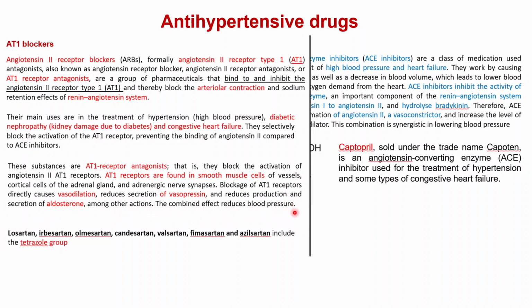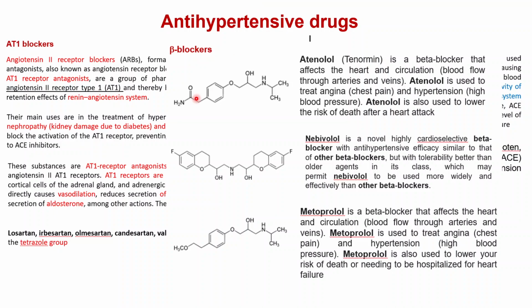The combined effect reduces the blood pressure. We have losartan, irbesartan, olmesartan, candesartan, valsartan, telmisartan, and azilsartan, which include the tetrazole group. And last, we have the beta blockers.